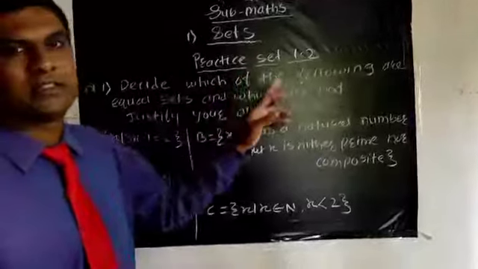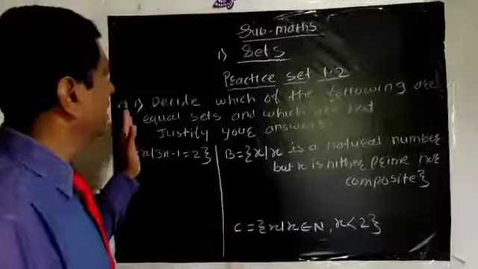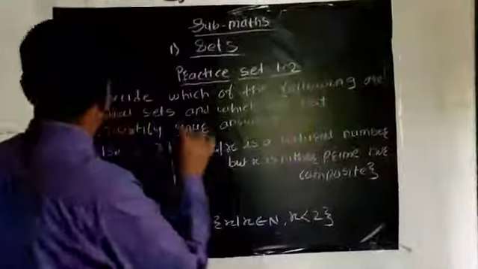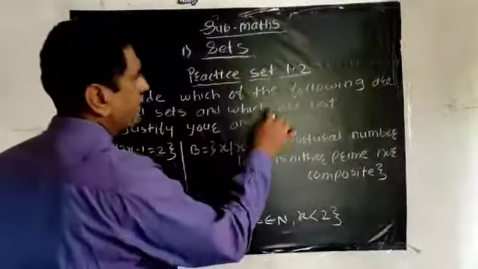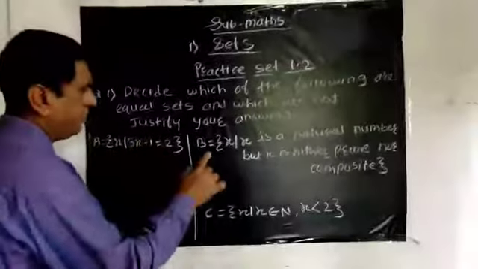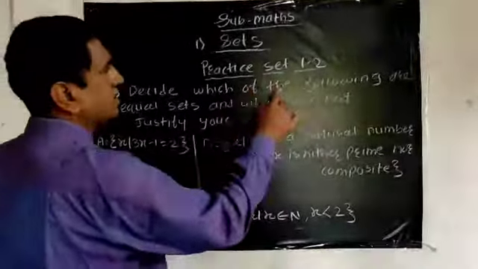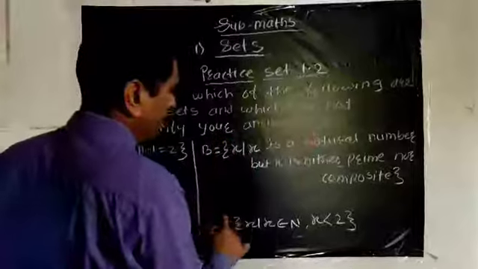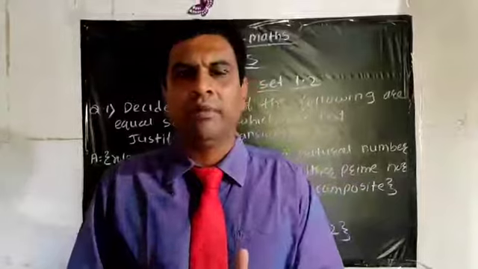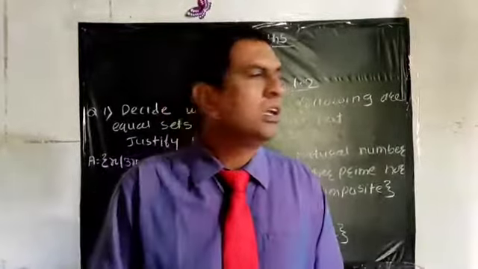Now we will see practice set 1.2. In practice set 1.2, question number 1: decide which of the following are equal sets and which are not. Three sets are given, set A, set B and set C. Among these three sets, which are equal and which are not equal? When the elements in the given sets are the same, these sets are called equal sets.